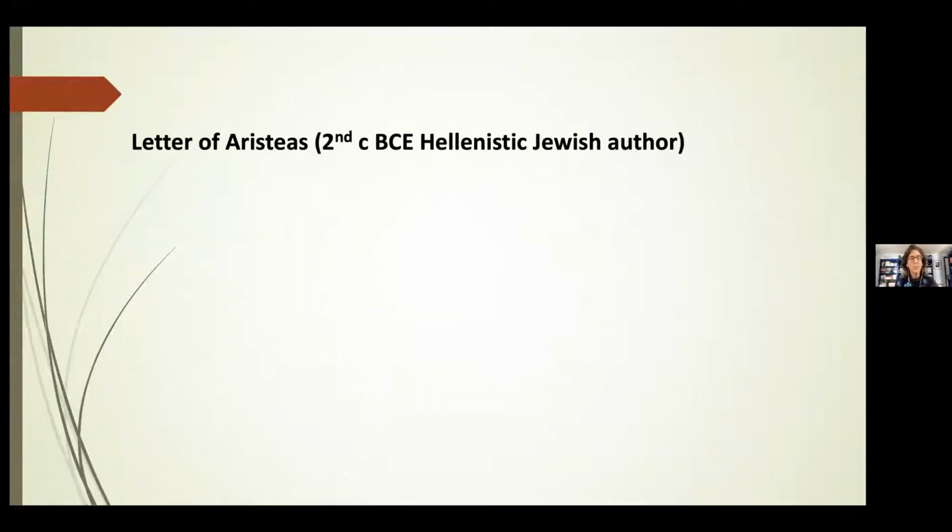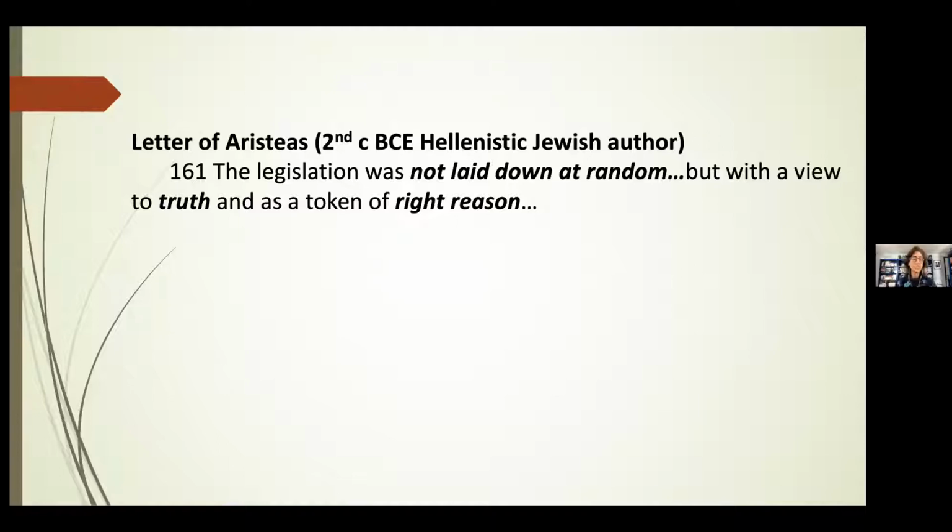This is a work written by a Jewish author in the 2nd century BCE. And in this work, philosophers ask the Jewish protagonist how a divine law could include dietary and purity laws that contradict reason and nature. And the Jewish figure responds that the legislation was not laid down at random, but with a view to truth and as a token of right reason, orthos logos. The dietary laws and the purity laws, which appear unnatural and irrational, are, he says, allegories for rational truths that lead to virtue.